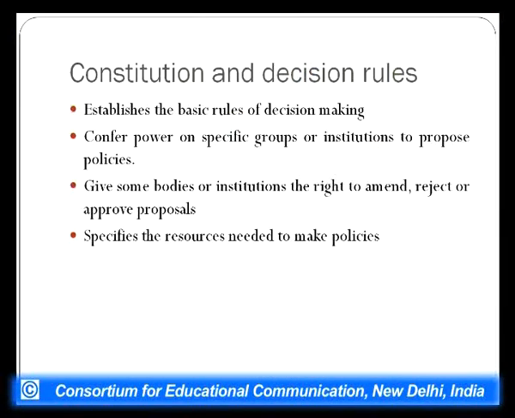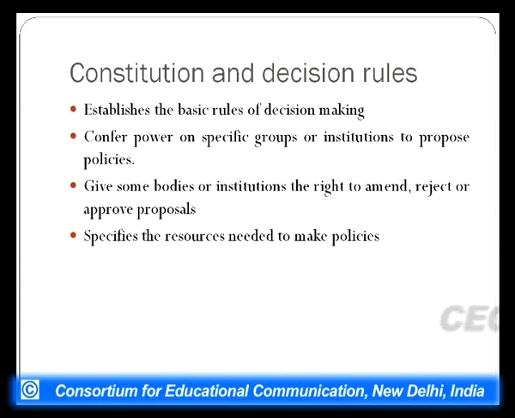Now, if we look at the role of the constitution, the first role of the constitution is that it helps in decision making. How does it determine the decision making rules? It establishes the basic rules of decision making. It confers power on specific groups or institutions to propose policy. So we know that there are certain bodies in India who have been conferred special power to propose policies related to their area of jurisdiction. And this is the decision making power which has been delegated by the constitution to these bodies.